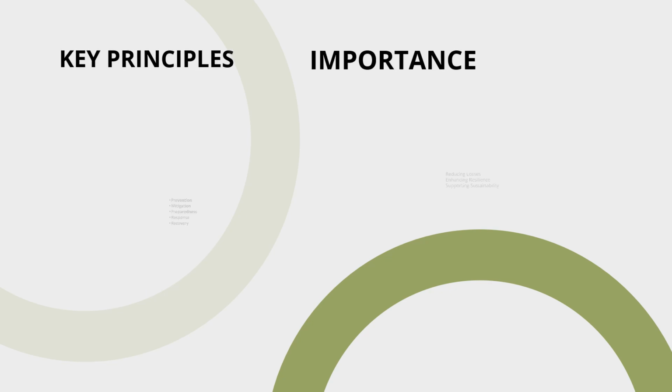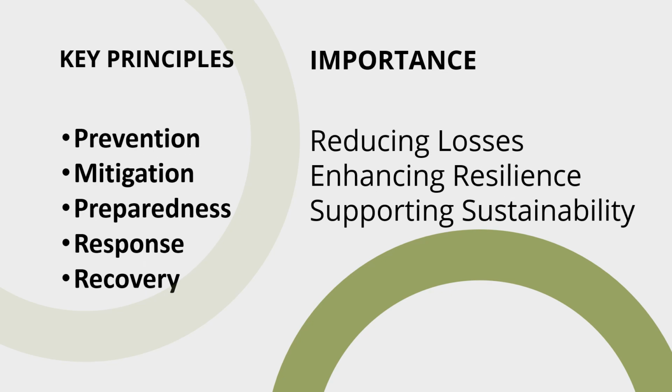Key principles of DRR are the following: prevention, proactive measures to avoid or reduce disaster risks, e.g., land use planning; mitigation, reducing the severity of disaster impacts through structural, e.g., flood barriers, and non-structural, e.g., early warning systems, measures. Preparedness, building capacity for effective disaster response, e.g., training, evacuation plans. Response, immediate actions during and after a disaster, e.g., rescue operations. Recovery, rebuilding and restoring affected areas while enhancing resilience, building back better.